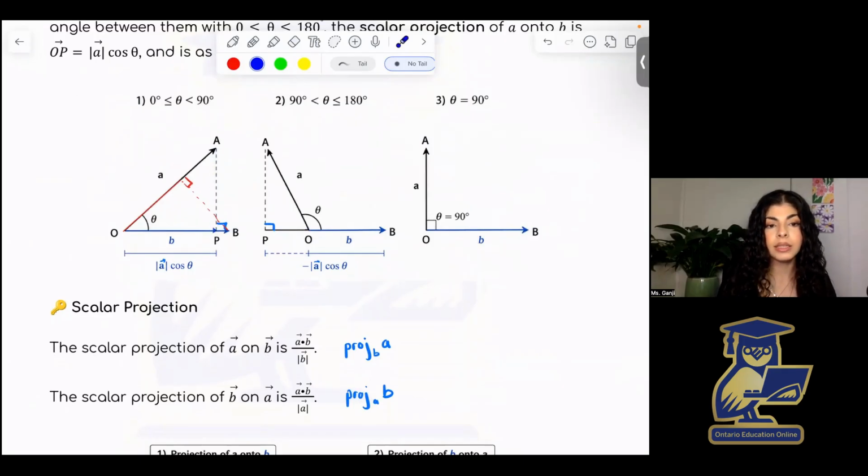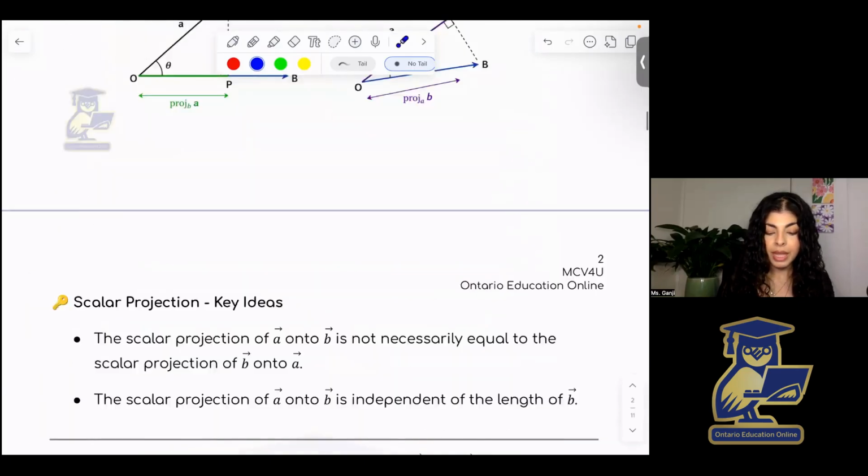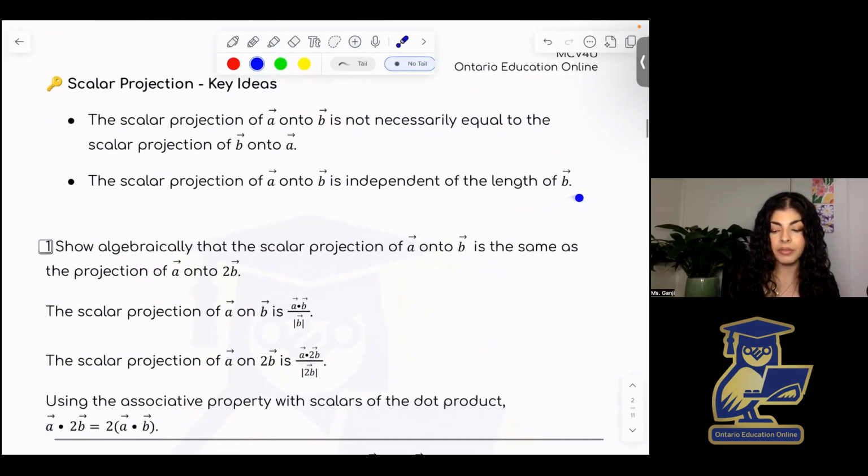But that doesn't necessarily mean that the magnitude of vector B is greater or less; we're not making it greater or less than its original magnitude. The magnitude does not change. But visually, we do sometimes extend it, such as here, or extend it in the opposite direction here, to see that scalar projection. But it is independent of the length of B.